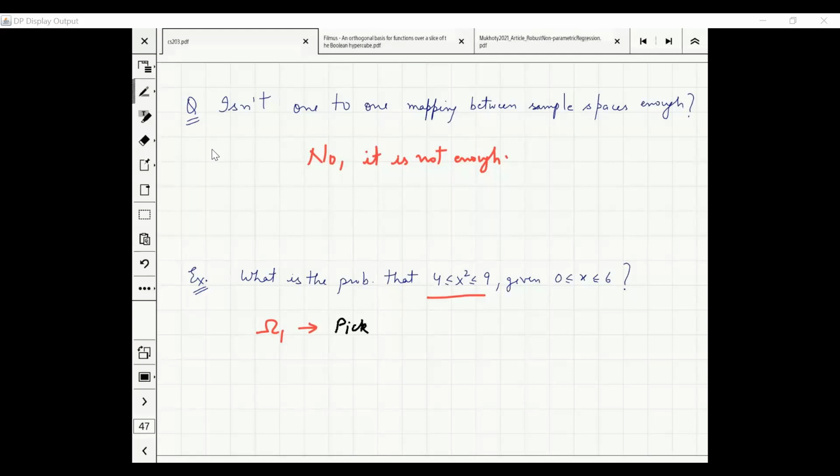So one of the possibilities is omega 1, which is: pick x square between 0 and 36. Omega 2: pick x between 0 and 6. So these are two possible sample spaces. The event would be x square between 4 and 9, that is, x between 2 and 3. The sample space would be between 0 and 6, right? So that is clear, right? So what is the probability of the correct event in this case?